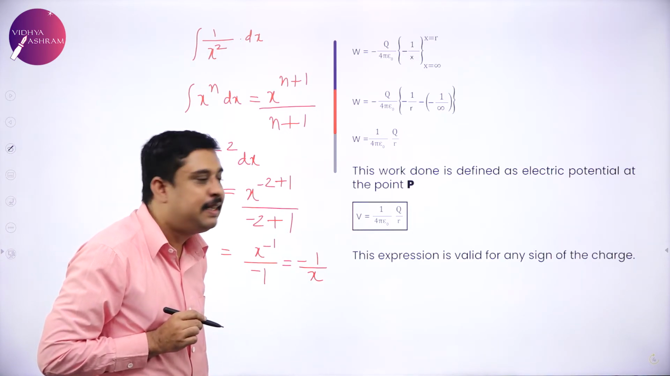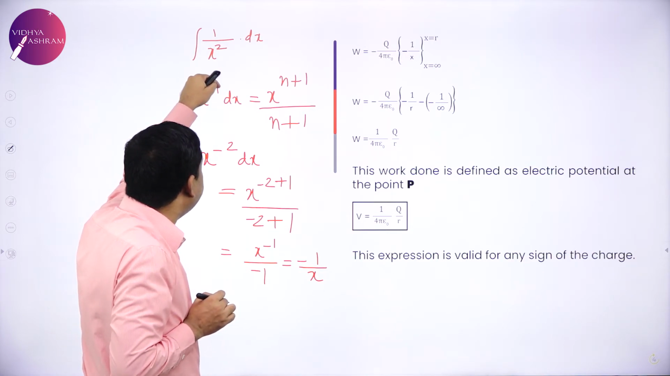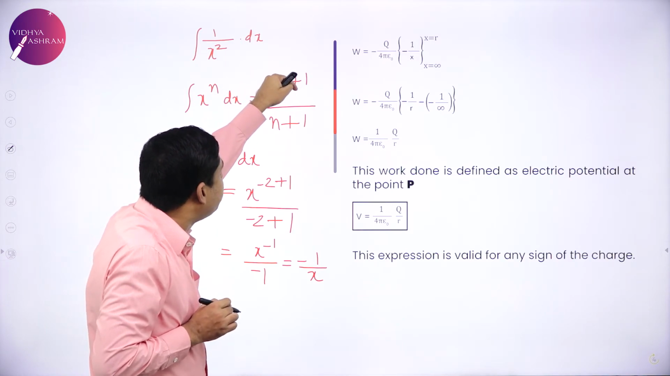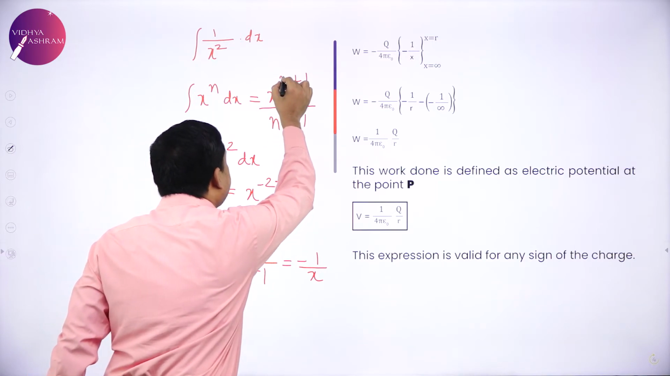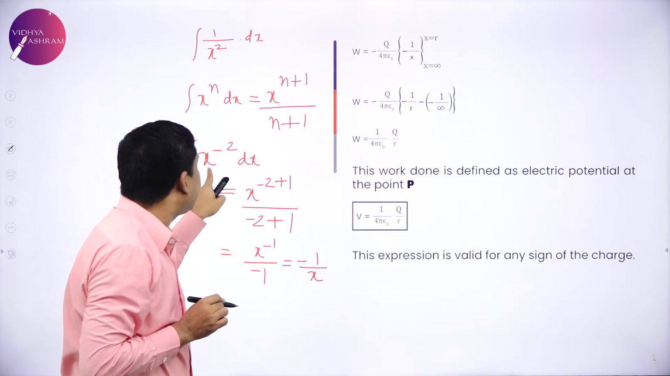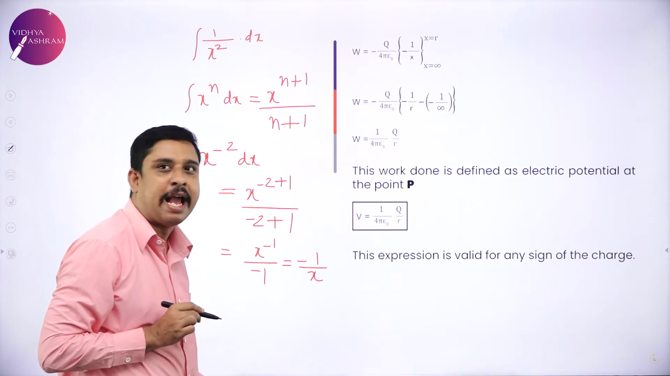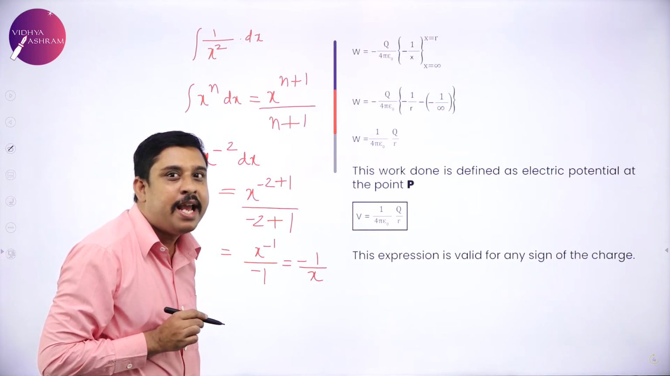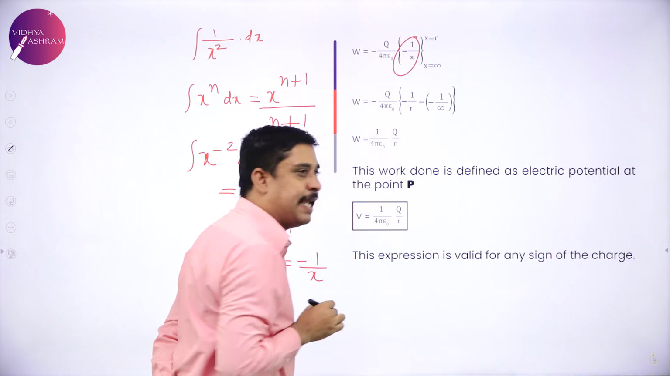From where did I get that? Standard formula, x to the power n dx equals x to the power n plus 1 divided by n plus 1. So what is n power? Rearrange, x power minus 2 dx. Simplify. So what is the value of integral 1 by x square dx? It is minus 1 by x.